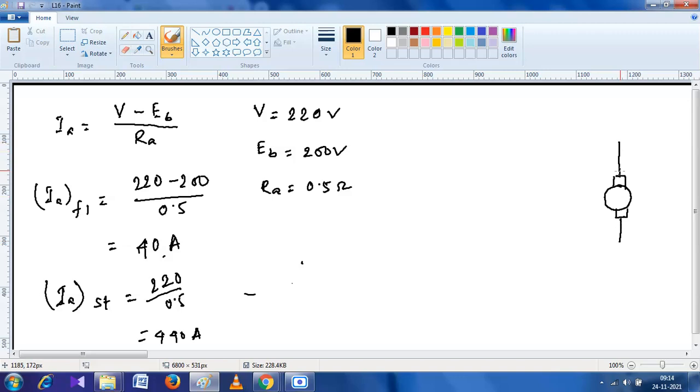We can connect a resistance in the armature path. Good. We can connect a variable resistance by which we can control the current of the armature path. So we can say the starter is nothing but a variable resistance.